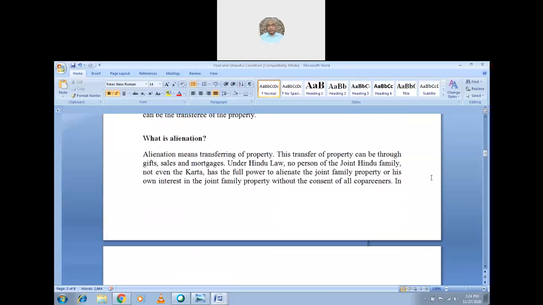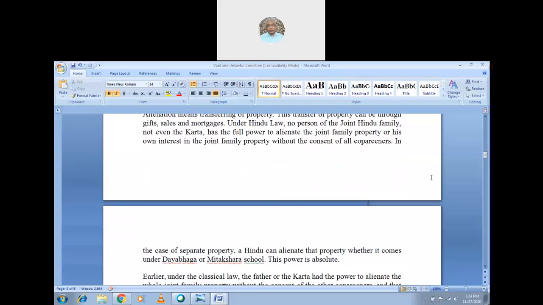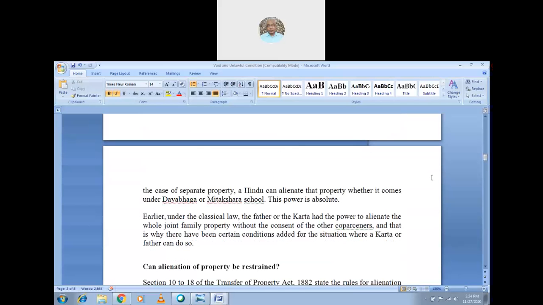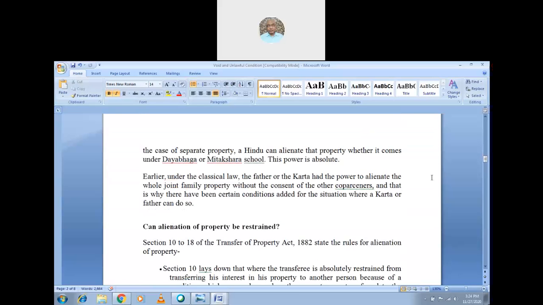Under Hindu law, no person of the joint Hindu family, not even the Karta, has the full power to alienate the joint family property or his own interest in the joint family without the consent of all the co-partners. Yes, a Karta is not supposed to do so because he has to take the consent, unless there is a necessity. At that time he can do so. In the case of separate property, a Hindu can alienate the property whether it comes under the Dayabhaga or Mitakshara school. This power is absolute.